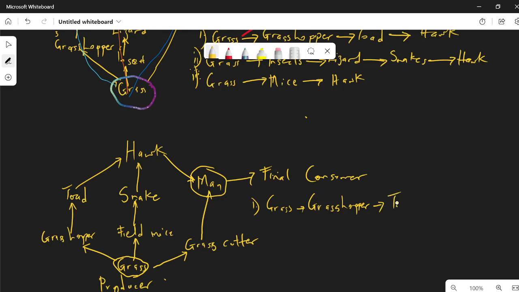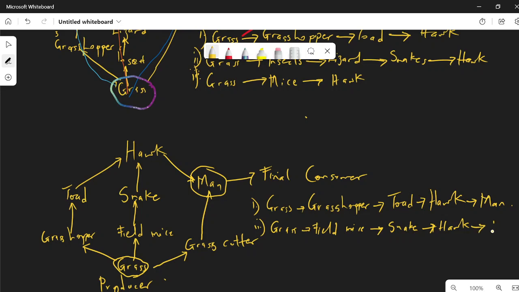Toad, to hawk, then man. And then we have man. The second one is going to be what? Grass, to field mice, to snake, to hawk, and then to man. And we have the third one to be what?